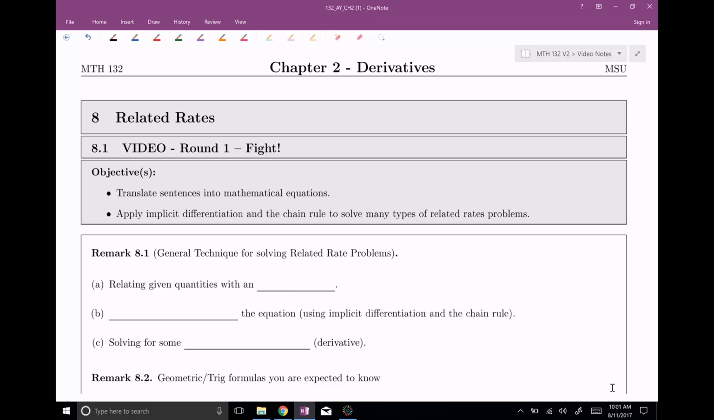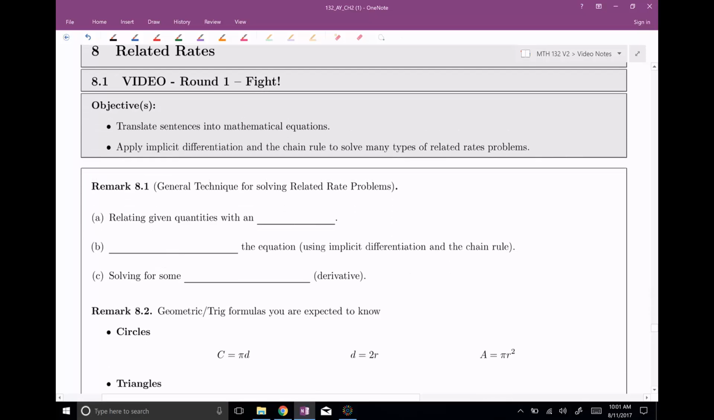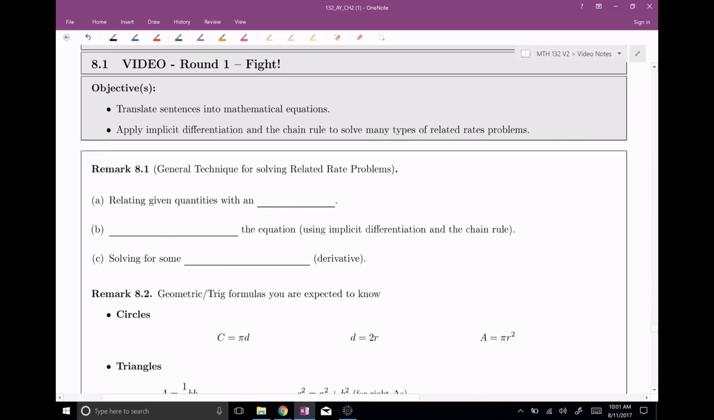Okay, so what do related rate questions look like? Well, they will feel very different, right? And as you're doing these things, again, you're going to use different equations and stuff like this, but there's kind of a general underlying technique to solving these related rate problems. So this is the general technique.